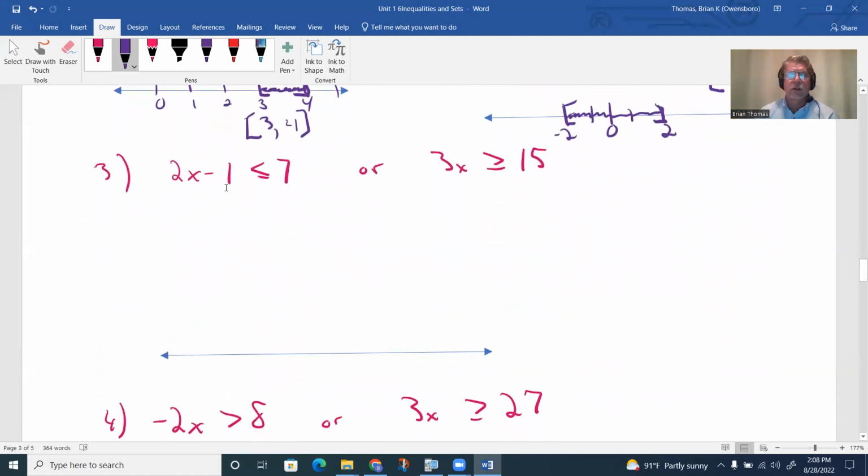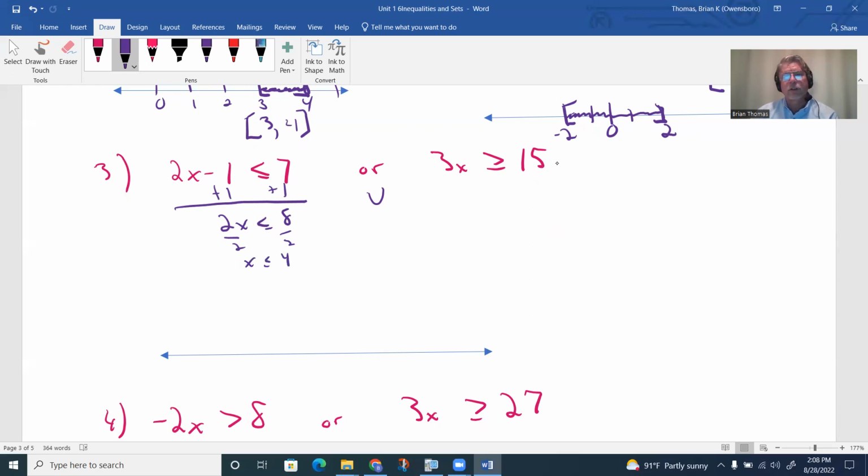So if I use an OR problem, notice how with OR we also have to use the union symbol for interval notation. Basically, all we have to do is solve each individual inequality, put them on the number line, and see what happens. I have to add 1 to each side to start with. So I have 2x is less than or equal to 8. Divide both sides by 2. So x is going to be less than or equal to 4.